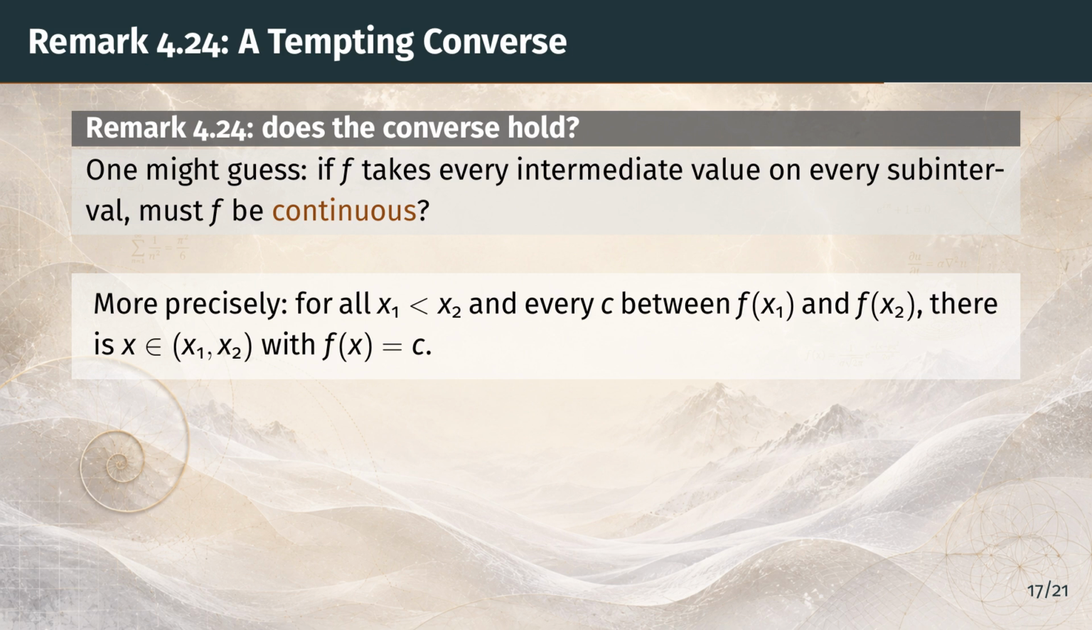Here is a natural and tempting question. The Intermediate Value Theorem says continuity implies the intermediate value property. Does the arrow run the other way? That is, suppose a function f has the intermediate value property on every subinterval. For any 2 points x1 and x2, and any c between the corresponding values, the function actually hits c somewhere in between. It feels like such a function should be forced to be continuous, since it never seems to skip a value. Let's see whether that intuition holds up.